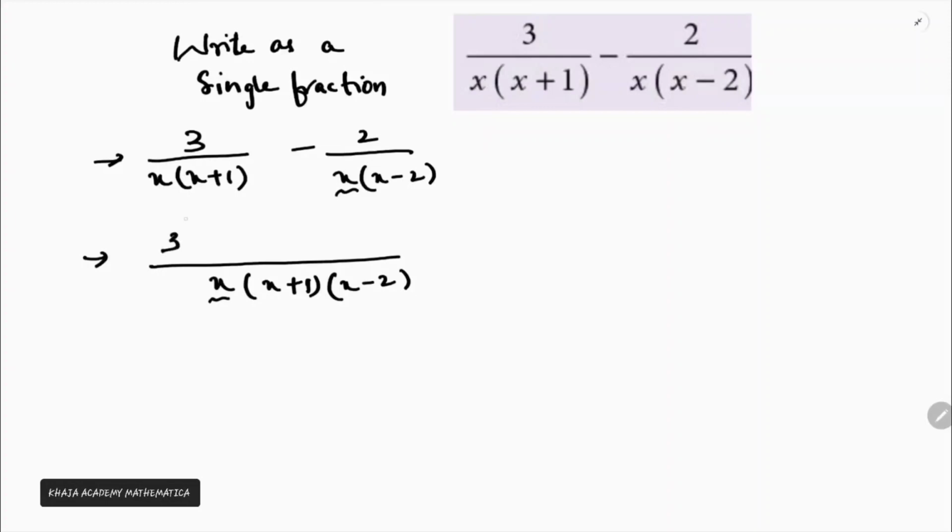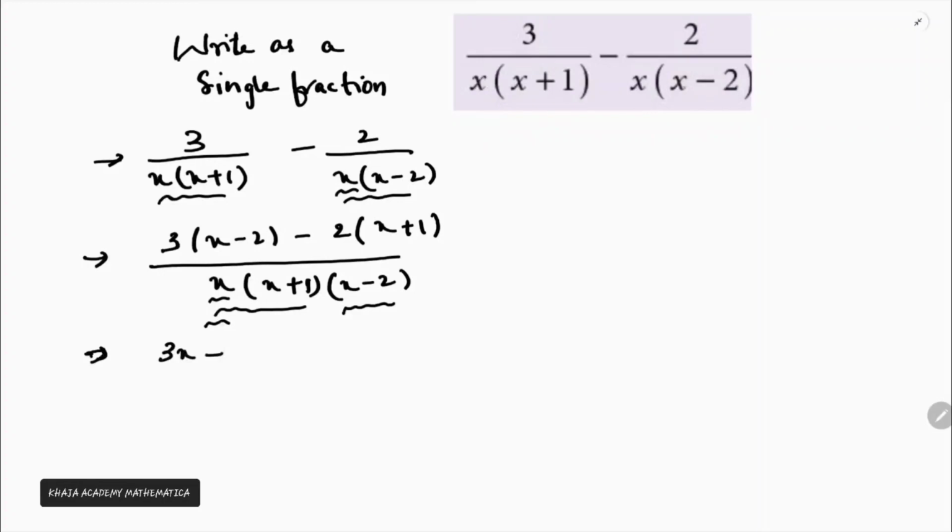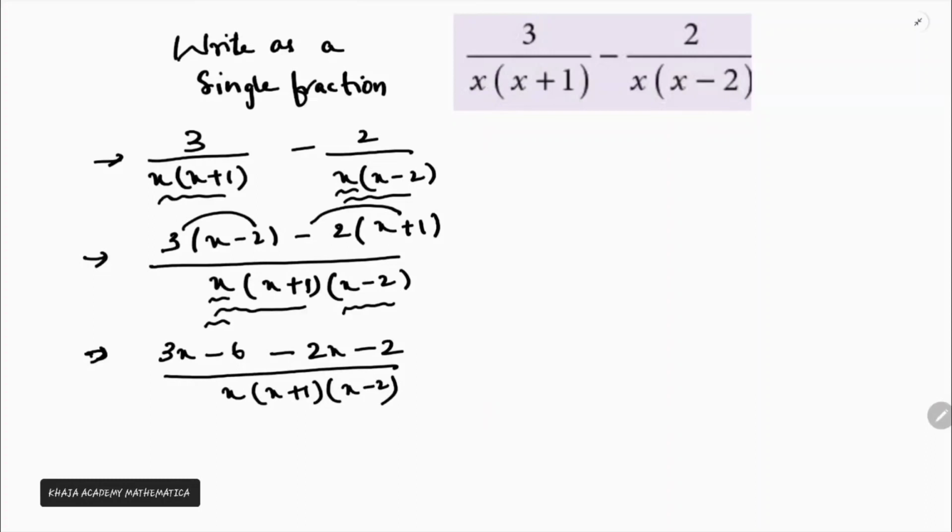So here 3 times, you have x and x plus 1, so you need to multiply only x minus 2. Minus 2 times, you have x and x minus 2, sorry, so you need to write here x plus 1. So now if I simplify, 3 times x, 3x, 3 times 2 is 6, minus 2x, minus 2 into 1, 2, by x into x plus 1 into x minus 2.